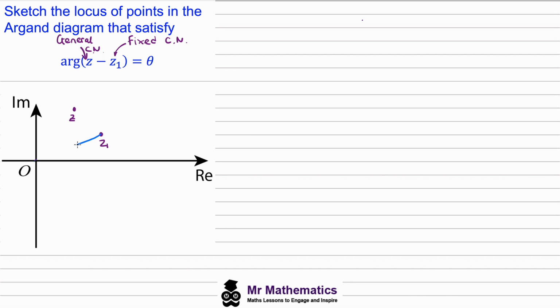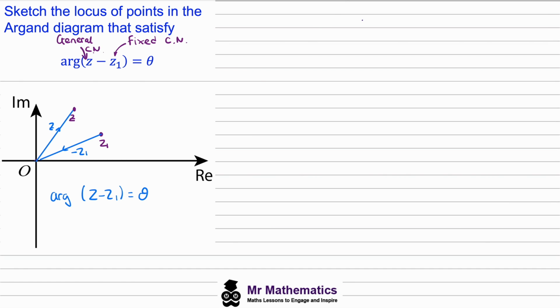We know if we go back to the origin, so this would be negative z1, and then from the origin we go to z, this would be positive z. Well, then this will give us z minus z1, the displacement from here to here. So z minus z1. That's exactly what we've got here. And we're going to look at the argument of this. So the argument of a displacement from a fixed complex number to a general one. And we're told that this must always be equal to theta.